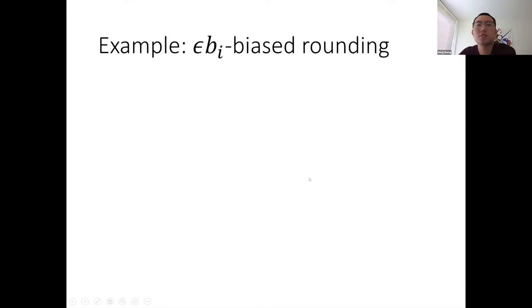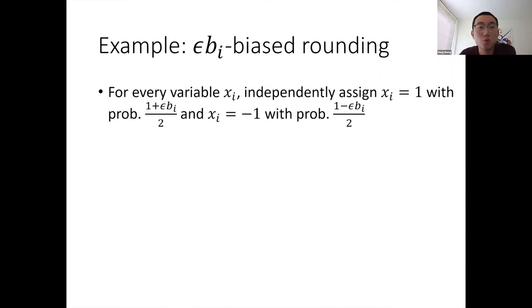So let's look at a few examples. Suppose we have a more general problem where we have biases. We can do epsilon-biased rounding, which is the following procedure. For every variable xi, we independently assign xi equals 1 with probability (1 plus epsilon bi) over 2, and xi equals minus 1 with probability (1 minus epsilon bi) over 2.